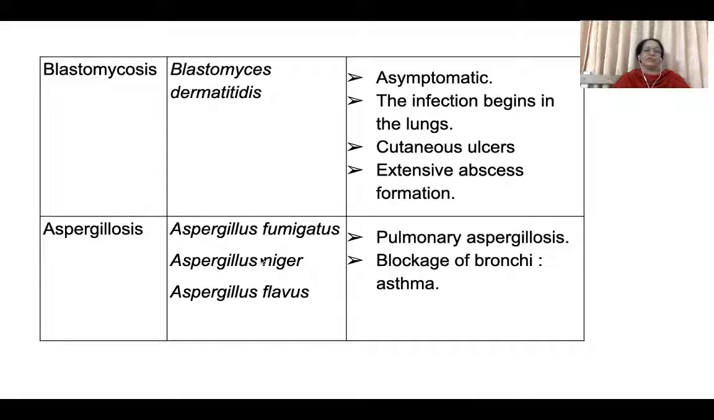Lastly, aspergillosis. A number of species of Aspergillus, in that Aspergillus fumigatus, Aspergillus niger, Aspergillus flavus are included. As this fungus, which is a mold, grows in the respiratory tract and forms cottony growth, there is a blockage of the bronchi, which leads to a symptom of asthma in the patient. This is pulmonary aspergillosis.